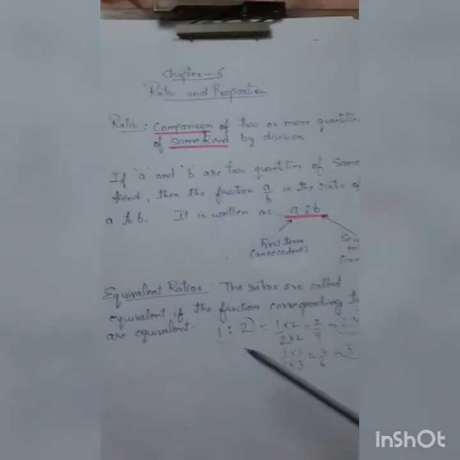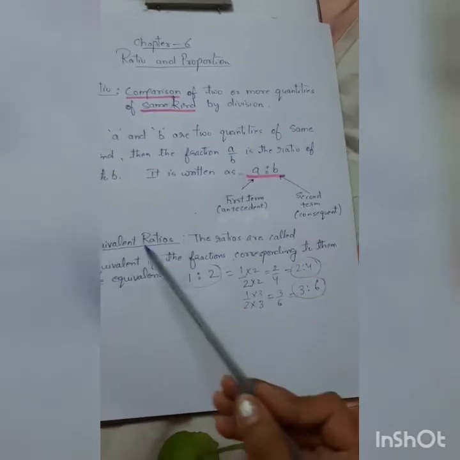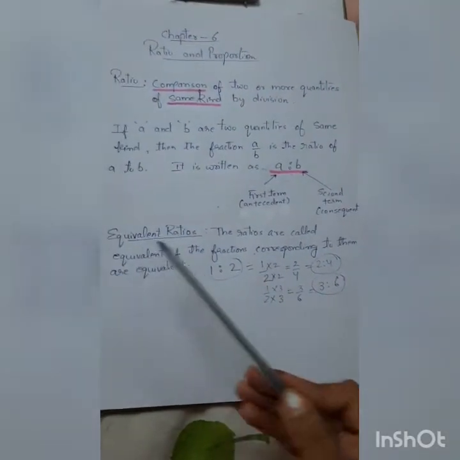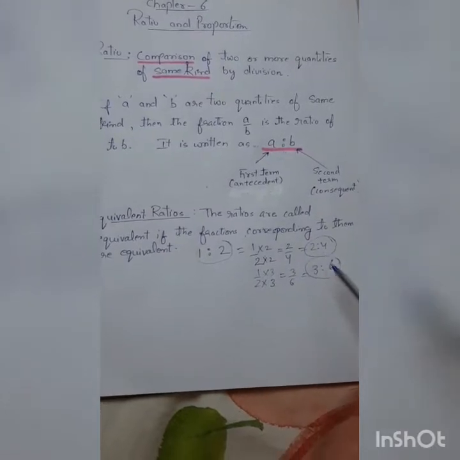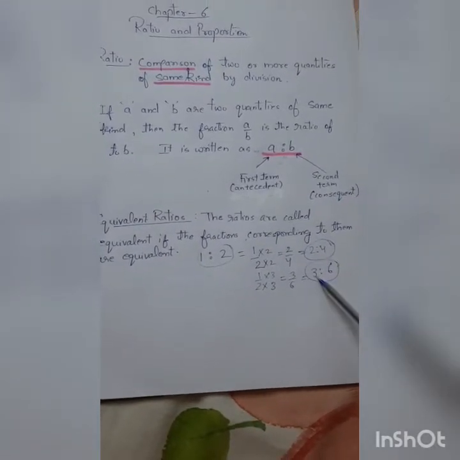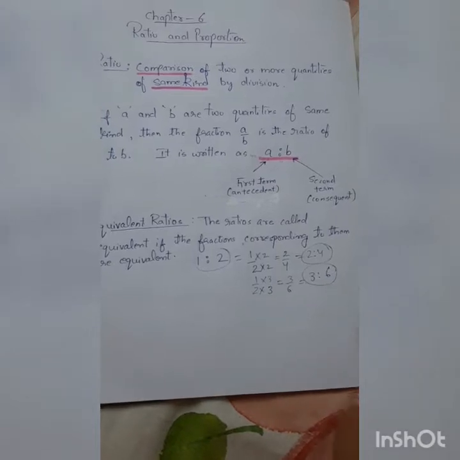But students, the terms here are different, but still we are calling them equivalent. Equivalent means equal only. Why are we still calling them equal, students? Because these ratios, they are not in the simplest forms. For a ratio to be in the simplest form, it should not be in fractions.